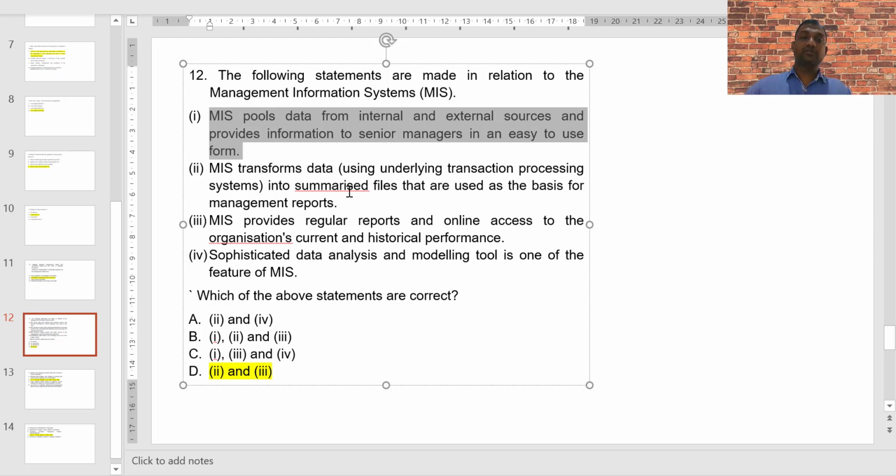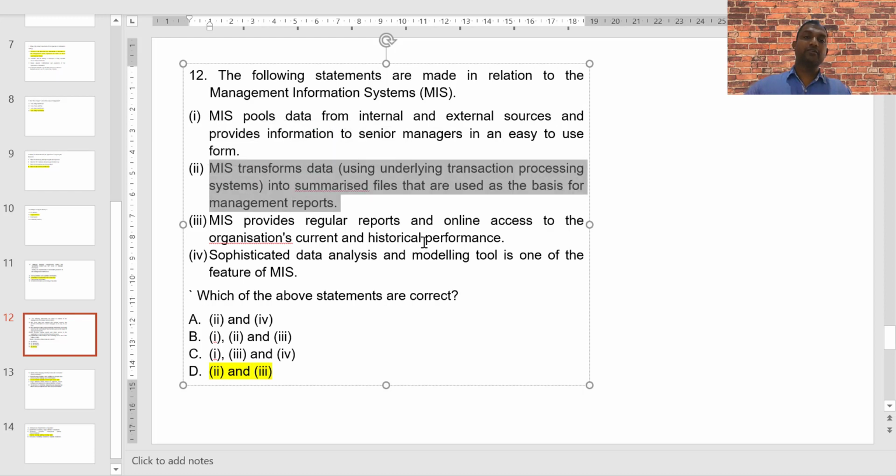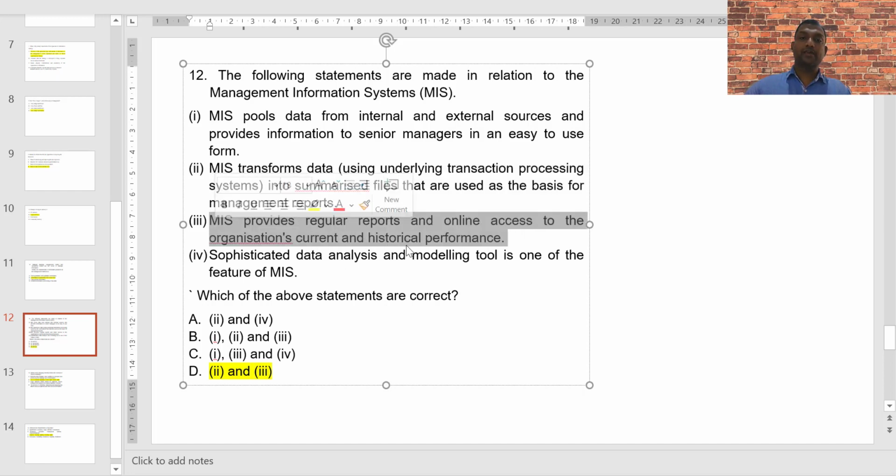MIS transforms data into summarized files that are used as the basis for management reports. So the lower level, which is the TPS, transaction processing, the operational level, when the transaction happens, it stores the data in the database, and this data will be stored over time, and MIS can derive that data and prepare summarized reports for management decision making. So this is one of the clear statements on MIS. MIS provides regular reports and online access to the organization's current and historical performance. So exactly this is what an MIS can do. It will provide access to the organization's current and historical performance.